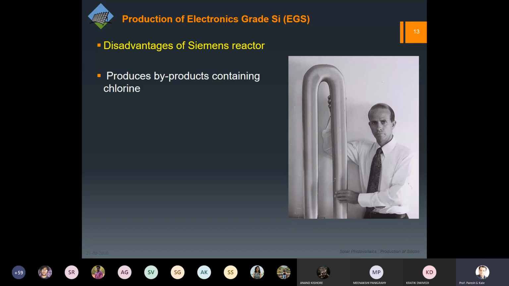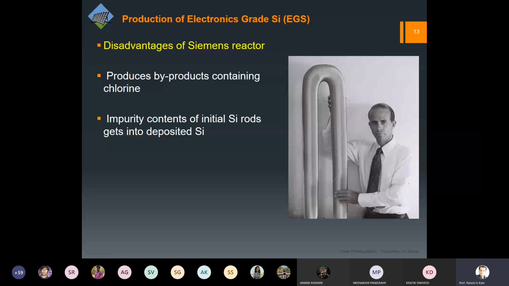So first of all, what are the disadvantages of this Siemens reactor? Some of them I've already told you. It produces byproducts which contain chlorine. Chlorine is a bad gas. The impurity which is still present inside this rod is a problem for us. And there is another problem. We started with the rod, right? There was what we call the seed rod. If there are certain impurities present in that seed rod, obviously they are still there. So these impurities we cannot remove.